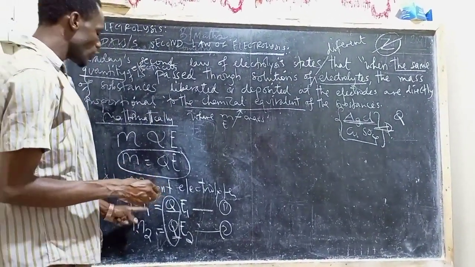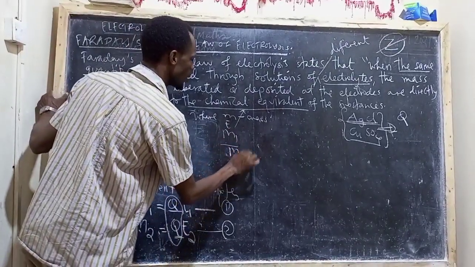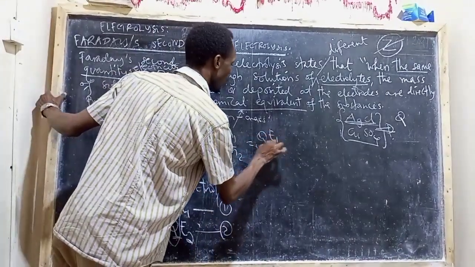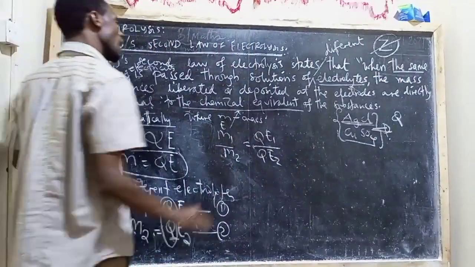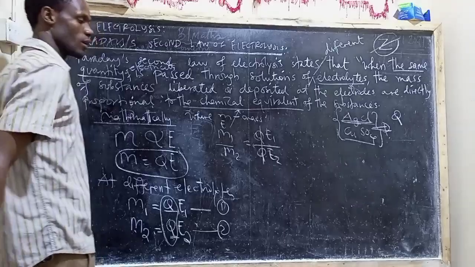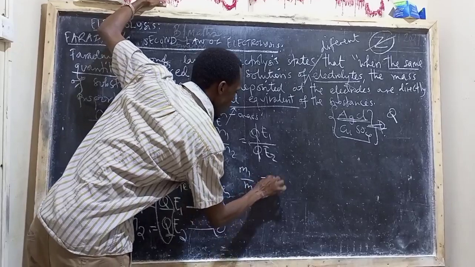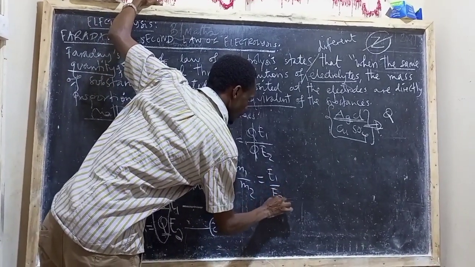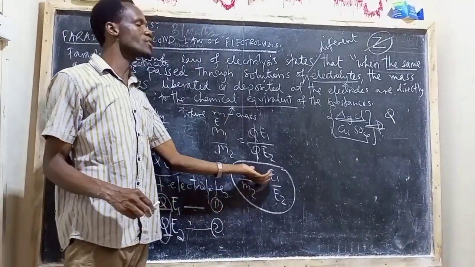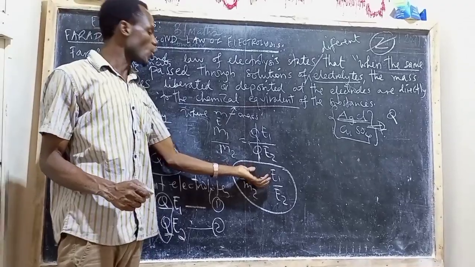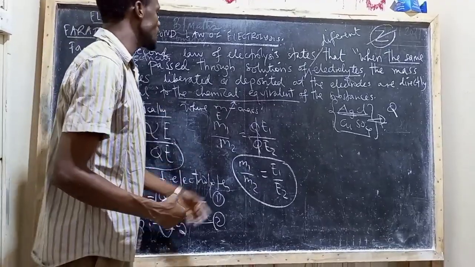Now, once you find the ratio of the two equations, you will have M1 over M2 equal to Q E1 over Q E2. Mathematically, these are like terms and they cancel each other. So you have M1 over M2 equal to E1 over E2. This is according to the second Faraday's law of electrolysis, and it is valid once you use different electrolytes.